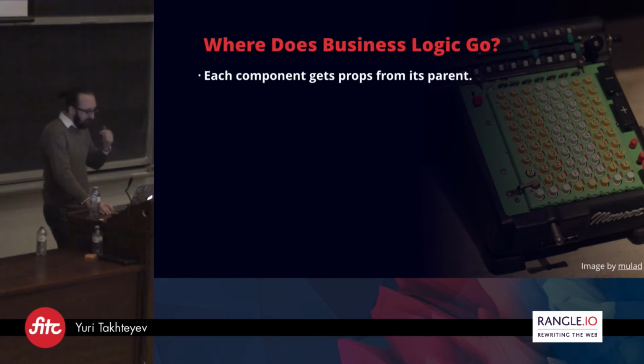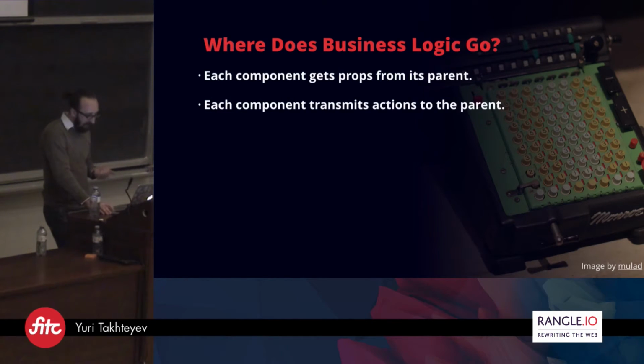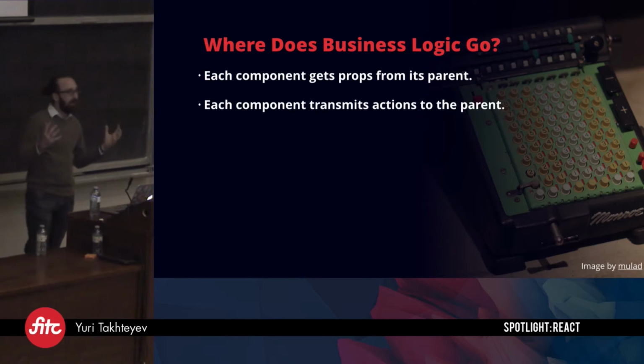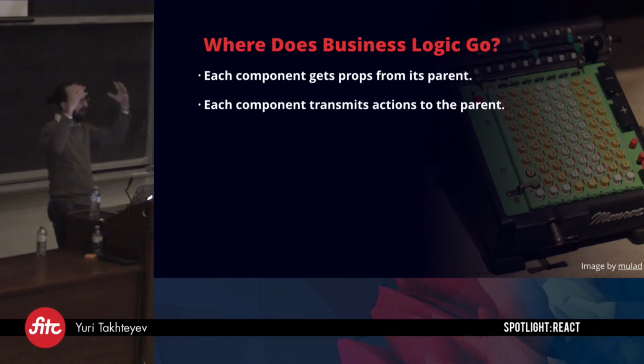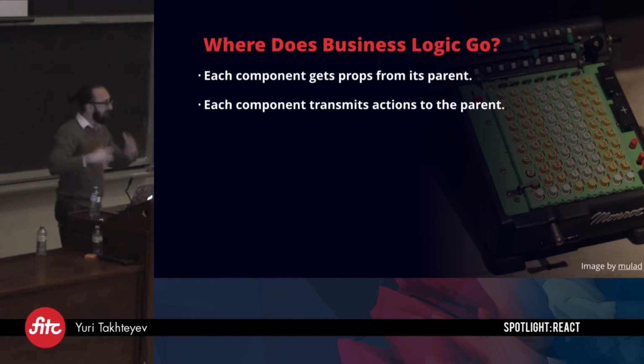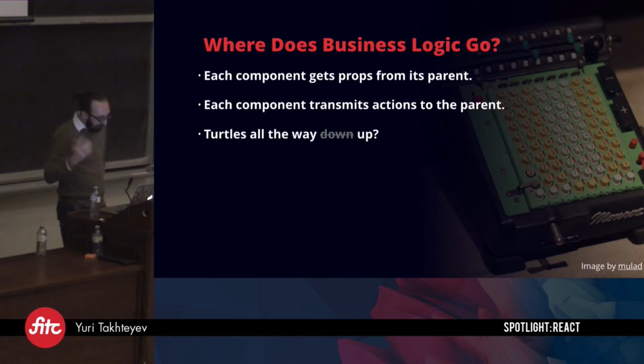So let's rethink of it. Each component gets the props from its parent. Each component transmits actions to the parent, to the parent, to the parent, but what do you get at the end? Is it sort of turtles all the way down? Or in this case, turtles all the way up, right? At the end of the day, you get to a component that has nowhere to transmit information, and no one to get it from. So what can we do?